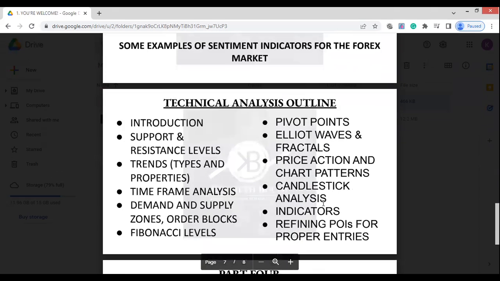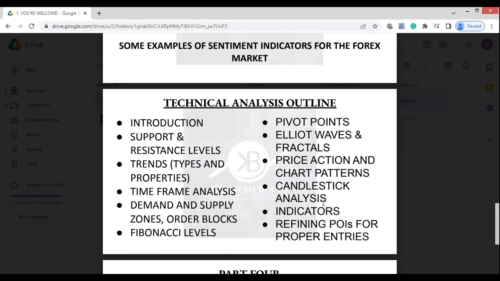Now, the technical analysis outline, as you can see, is the most loaded, because technical analysis is the most used form of trading when it comes to analysis and trading generally. A lot of traders, in fact the majority of traders, use technical analysis. So that's why it is jam-packed, and just know that it is the most important form of trading, so you shouldn't take it for granted.